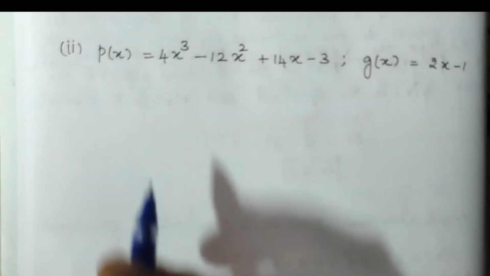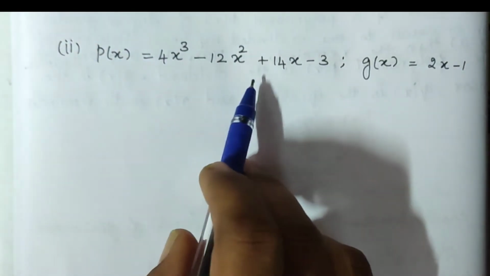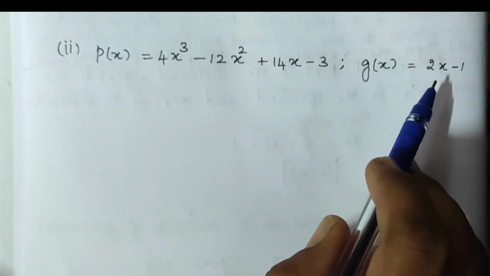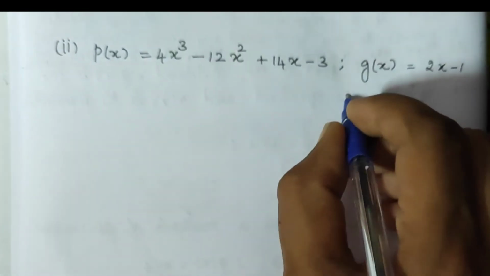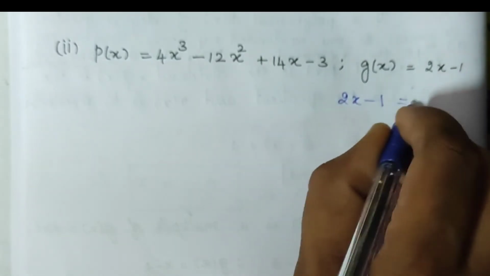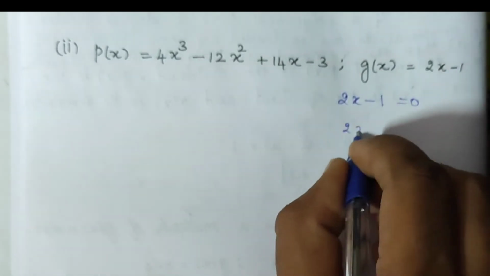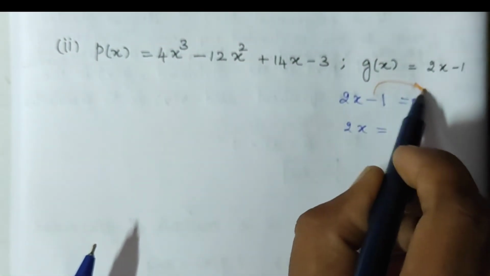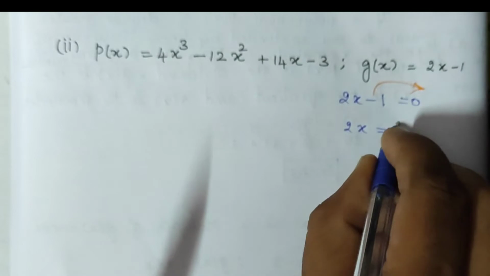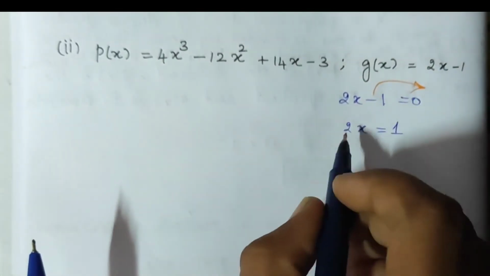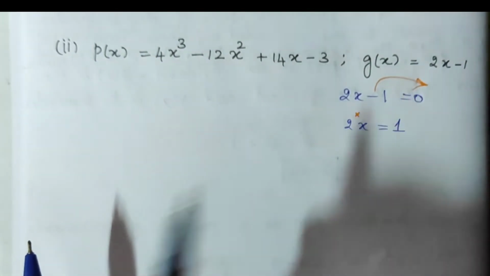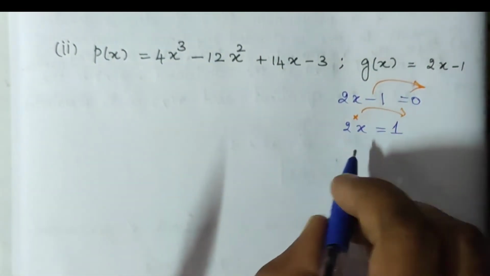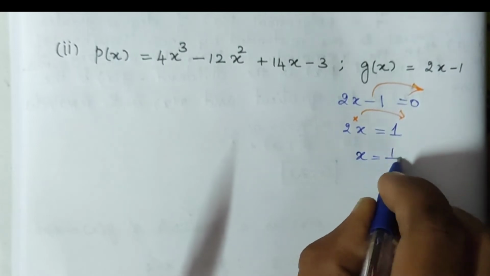Same problem. P of x is equal to 4x cube minus 12x square plus 14x minus 3, and g of x is equal to 2x minus 1. As usual, 2x minus 1 is equal to 0. Therefore 2x is equal to, when you take this to the other side, you get plus 1. If there is no sign in between, it is multiplication. So when you take the number to the other side, it will come in division. So x is equal to 1 by 2.